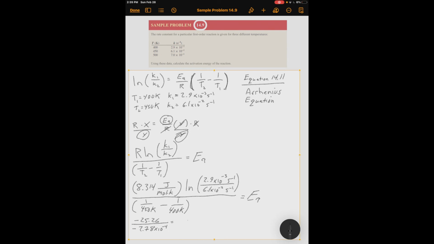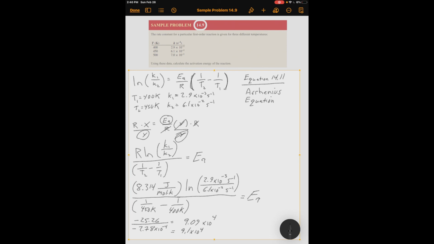You get 9.09 times, that's probably too many sig figs, times 10 to the 4. Okay, so we could probably round that to 9.1 times 10 to the 4. There's only 2 sig figs in all those numbers that we just calculated there.